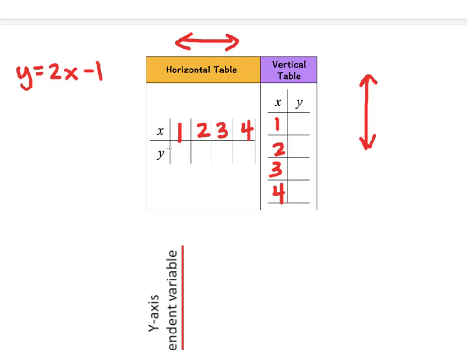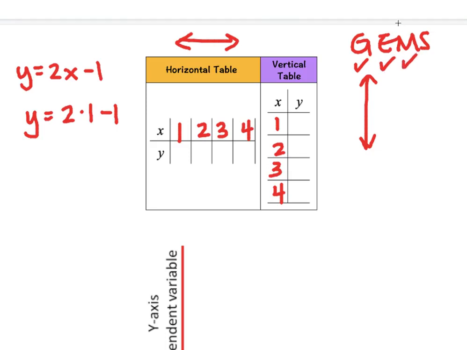So for this first one, if x equals 1, instead of y equals 2 times x, I'm going to have 2 times 1 minus 1. And according to GEMS, my order of operations, no groupings, no exponents, I do solve my multiplication or division first, and then solve my addition or subtraction, whichever comes first. So here I have multiplication first, 2 times 1 is 2. Then my subtraction, 2 minus 1 is 1. So whenever x is equal to 1, it's going to multiply by 2 and then subtract 1, and the y value will also equal 1. Okay? So that's all we're doing.